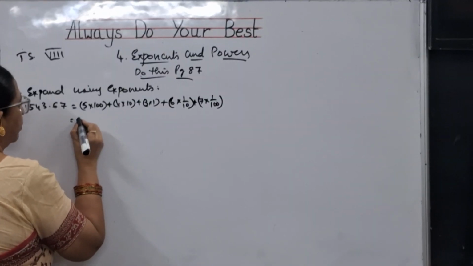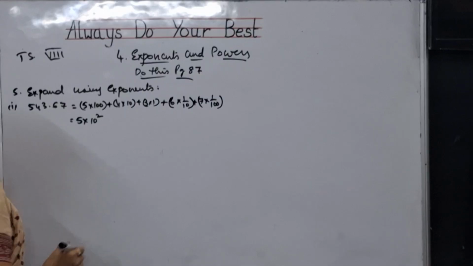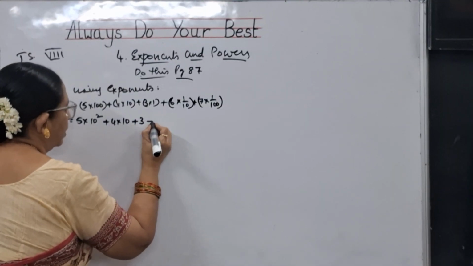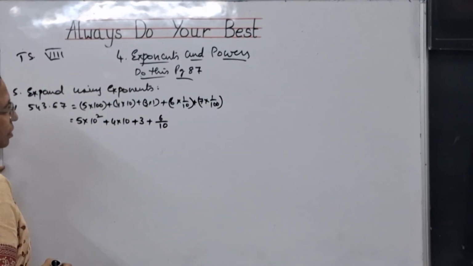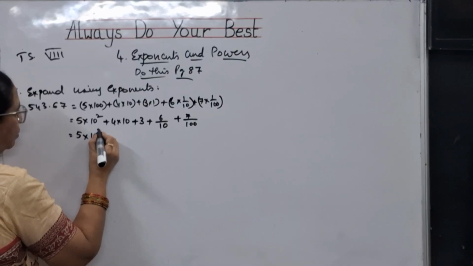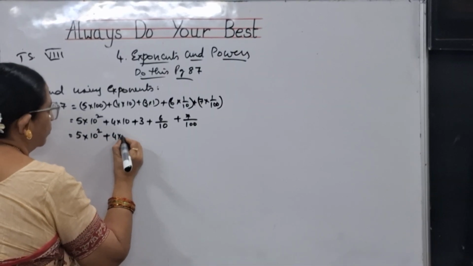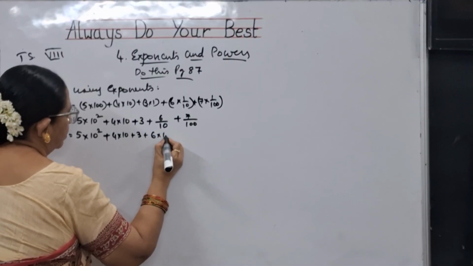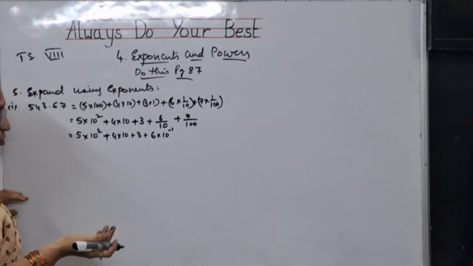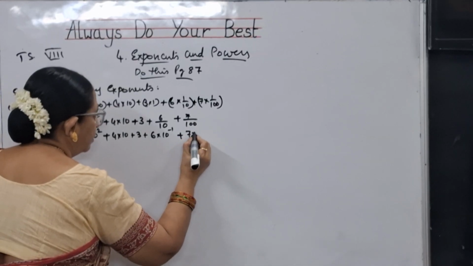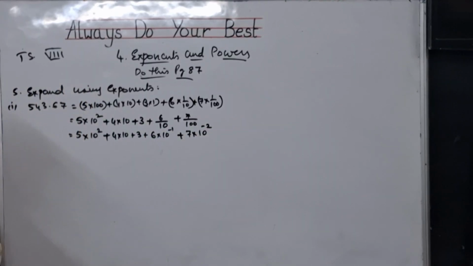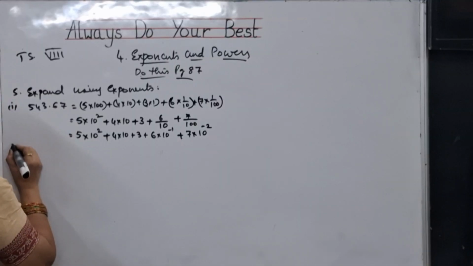So when you write it, 5 into 10 square, you will write 100, plus 4 into 10, 10 or 10 to the power of 1 is same, plus 3 plus 6 by 10 plus 7 by 100. So this can be further written as 5 into 10 to the power of 2, that is 10 square, plus 4 into 10 plus 3 plus 6 into 10 to the power of minus 1. Why did I write that? 10 has only one zero, so power 1, and it goes to the numerator, minus 1, plus 7 into 10 to the power of 2 zeros, 2 because it is in the denominator, minus 2. So 10 to the power of minus 2. This is the solution for this problem, children.